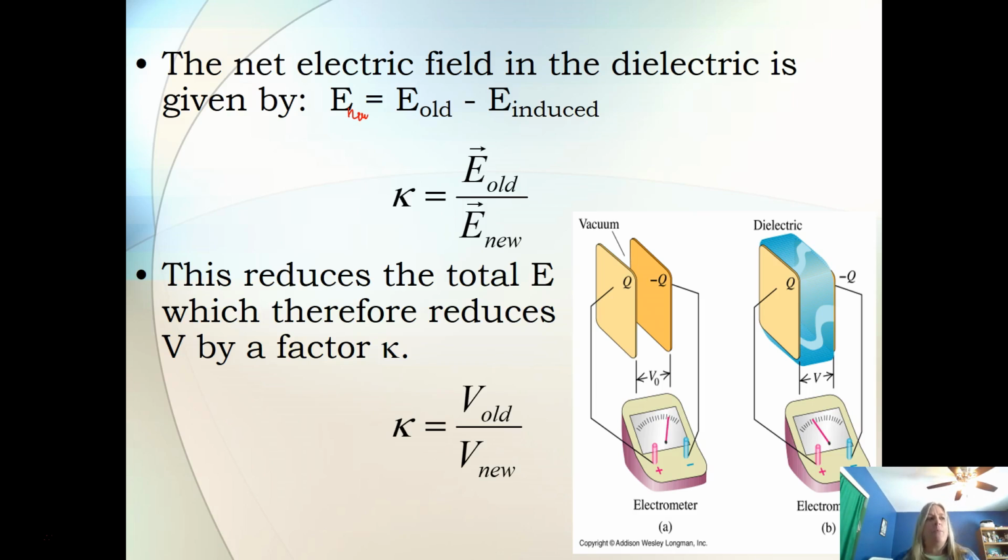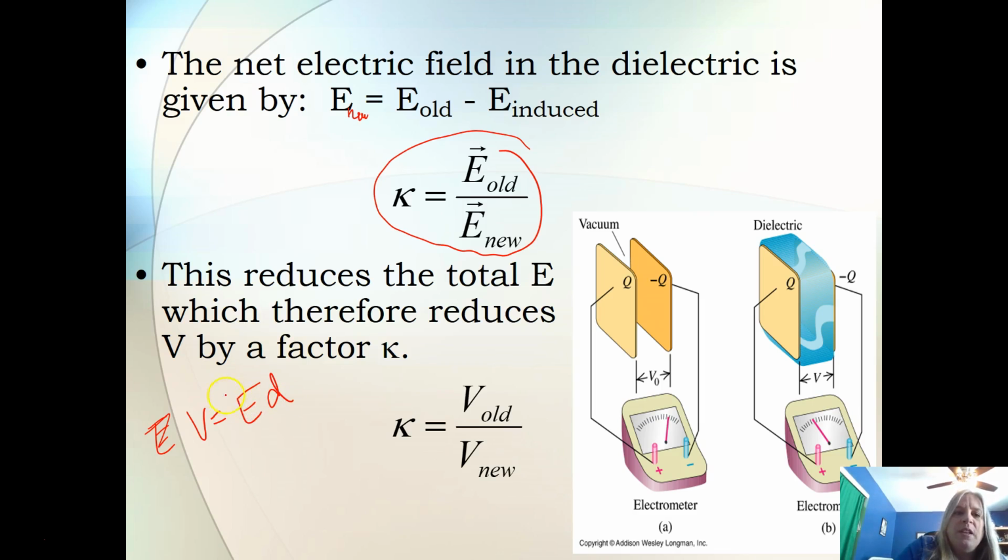So we come up with a constant called kappa. Kappa is the ratio of the old electric field to the new electric field. Because of this, when we reduce the electric field inside, that's going to reduce the voltage, right? Remember the equation V equals E times d. So if the electric field goes down and the distance didn't change, that means my new voltage has to be less.